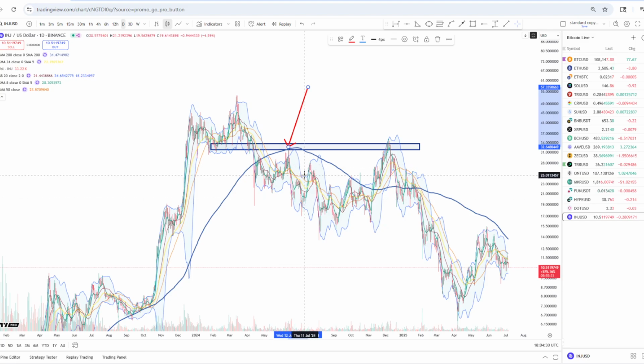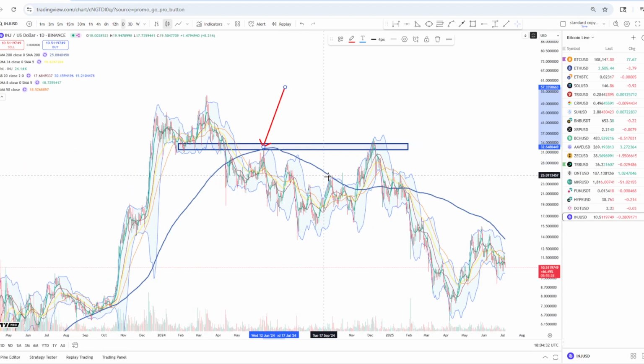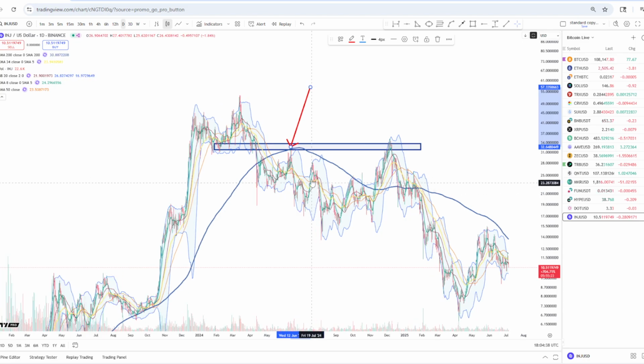You want to take advantage of a bounce in a downtrend. So you want to look for a downtrend. Number one, price below a falling MA200. Number two, you want to look for a well-defined price level that the price is bouncing into.